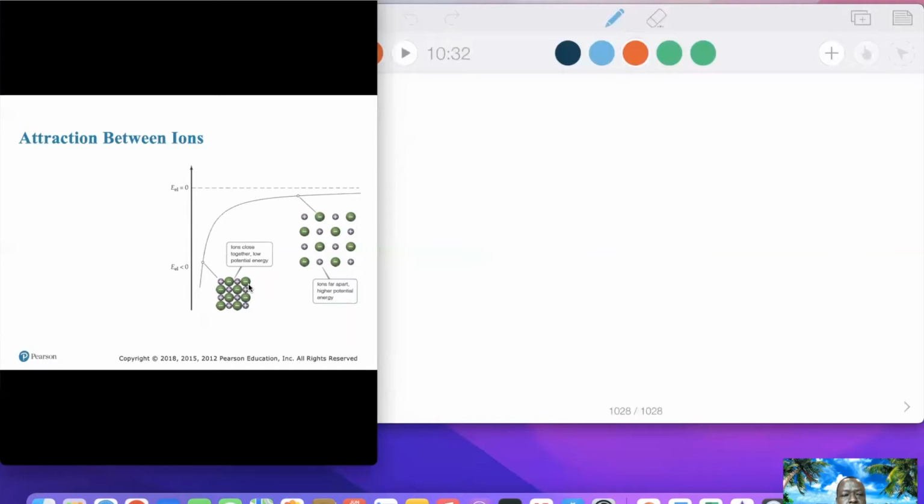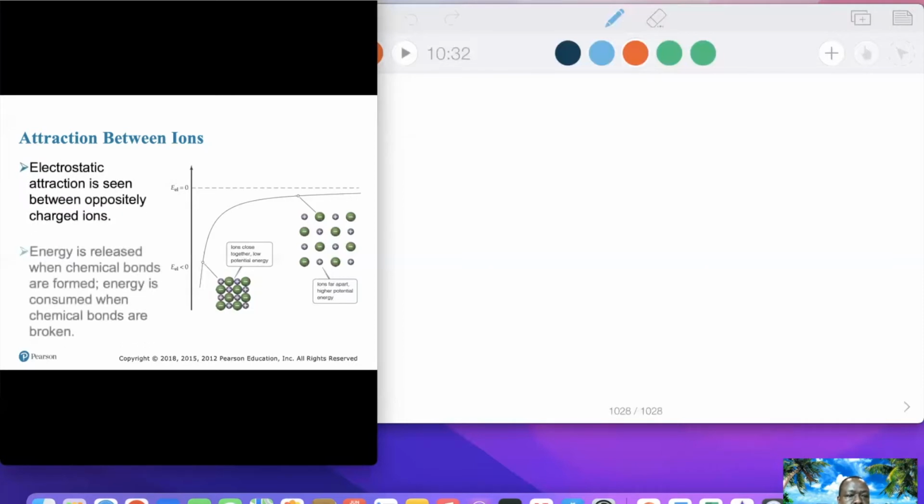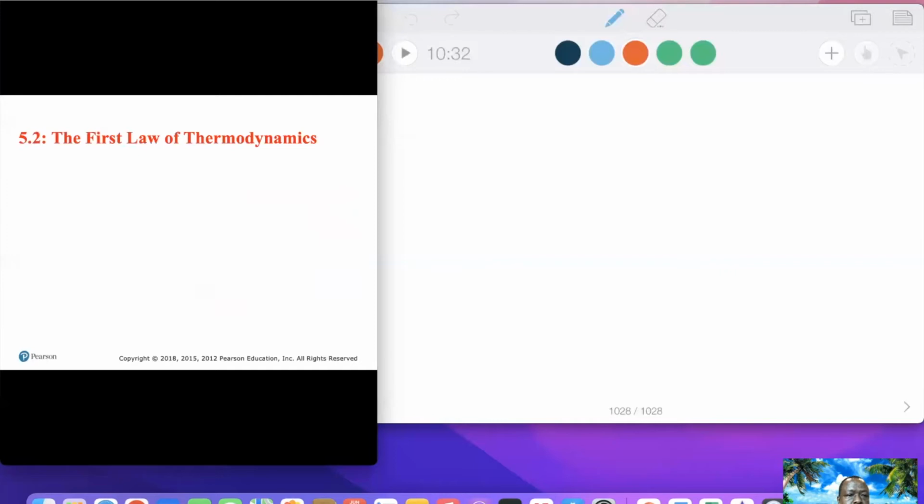We'll see later on that when a chemical bond is formed, energy is released, and it is negative. Anything less than 0 is negative, anything greater than 0 is positive. When the ions are far apart, there is no chemical bond formed, there is no energy given off, therefore the bond does not exist for electrostatic attraction between two particles.